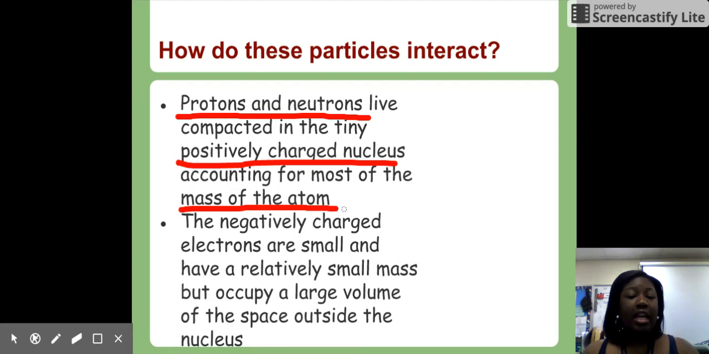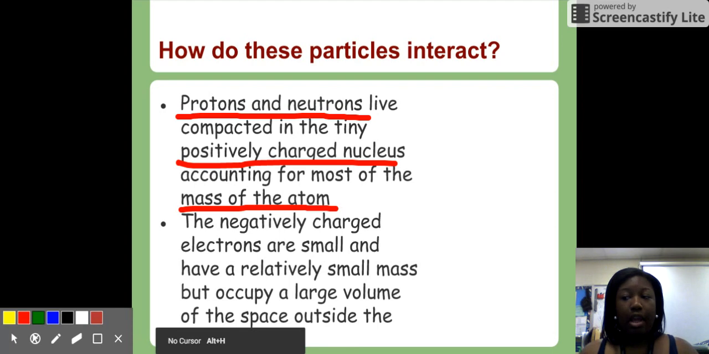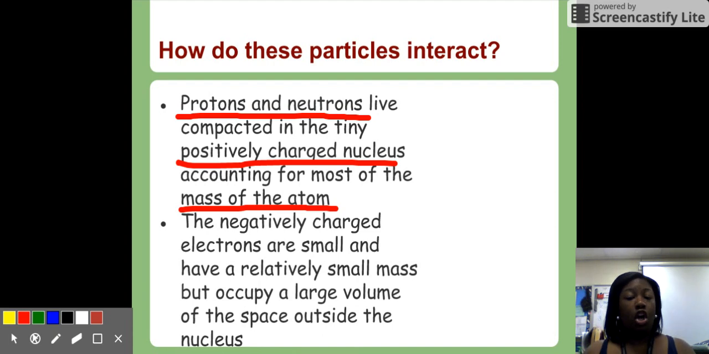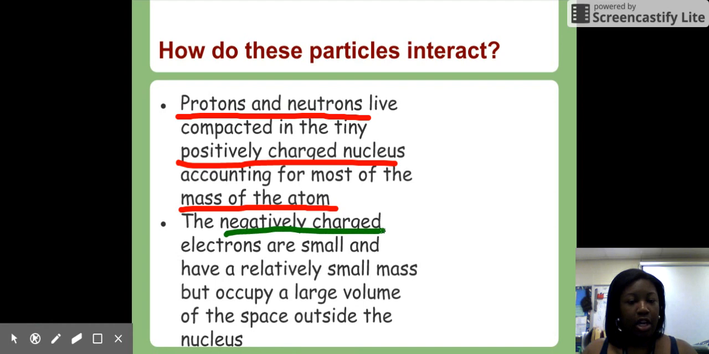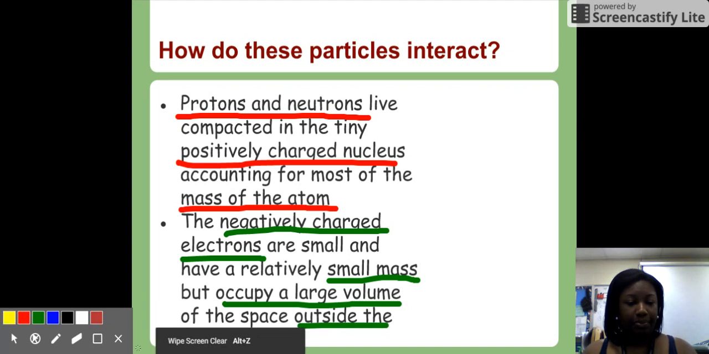So then we've got the negatively charged electrons that have a small mass but a large amount of space outside of the nucleus. So we have a negative large amount of space outside the nucleus, okay? So the negatively charged electrons, they have a small mass, but they occupy a large volume outside of the nucleus, okay?